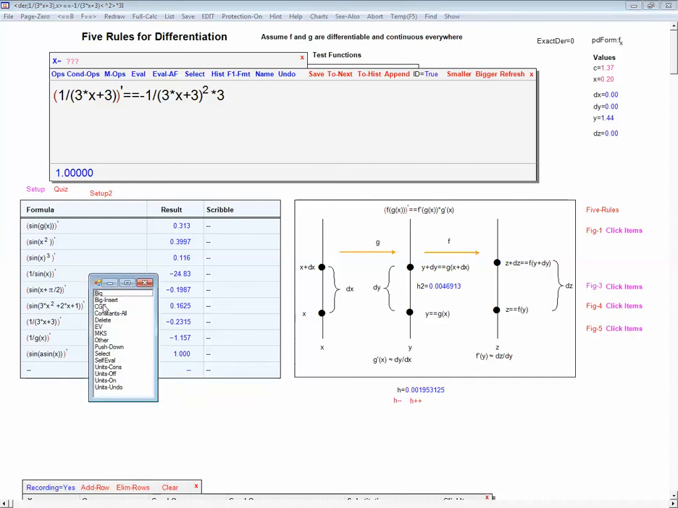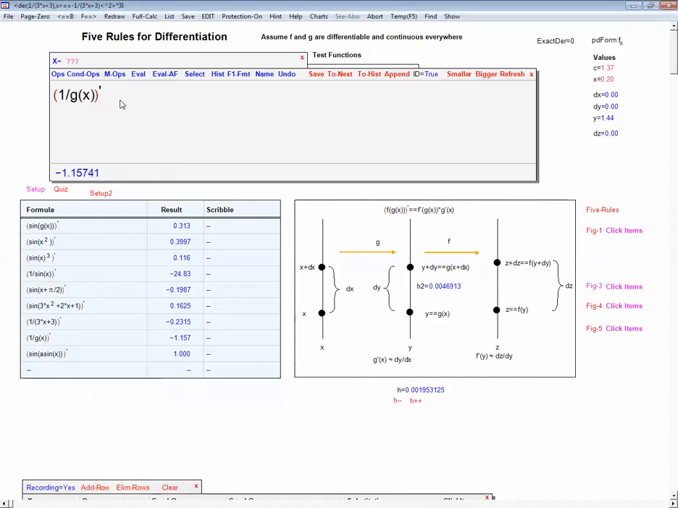And one more time, the inverse. I'm kind of beating a dead horse here, but I want you to get comfortable with this idea. So we think of this as a minus 1 exponent. So we bring it down, divide by g of x squared, and then differentiate the inner function, and we get that as our derivative.